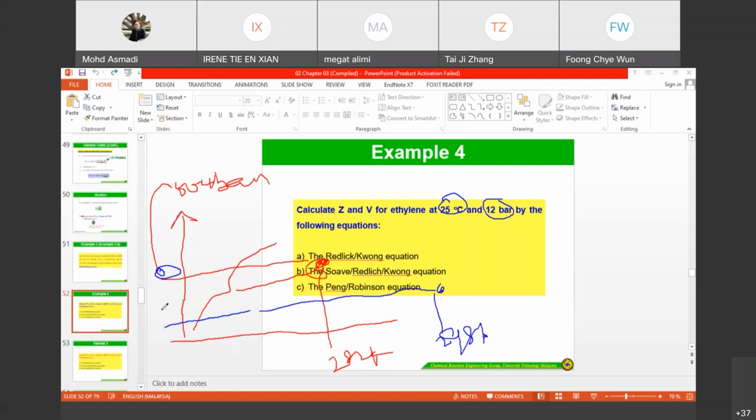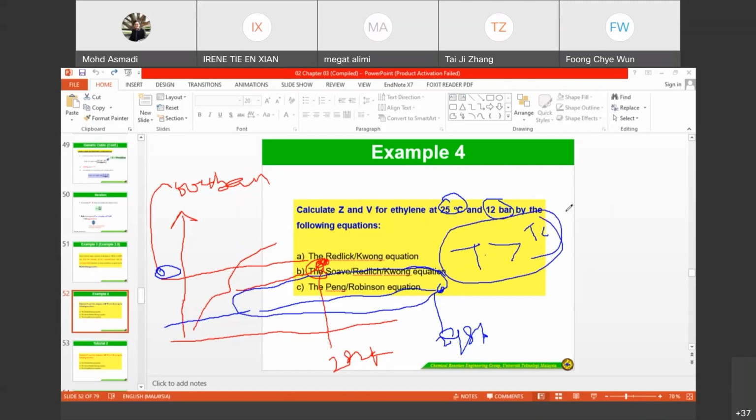So meaning that P is below PC, T is more than TC. So in this area, definitely because it's more than the critical point, yes, T is more than TC. So guys, gas phase.